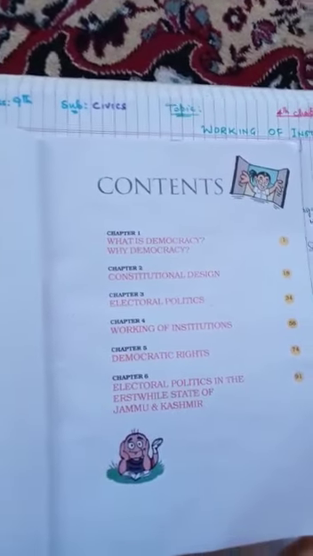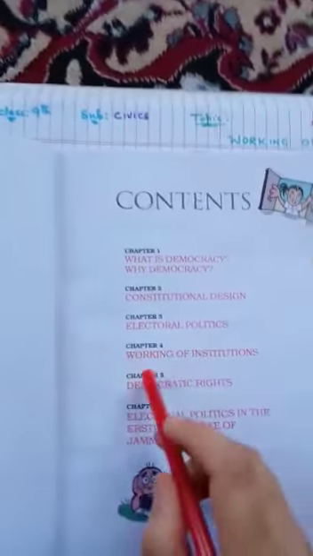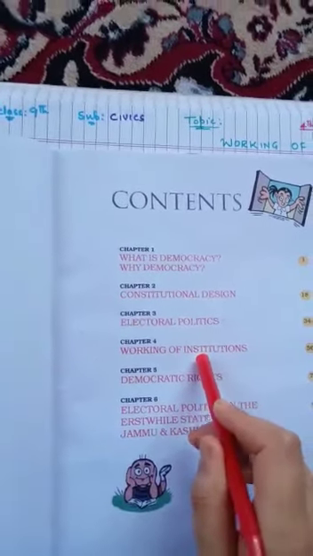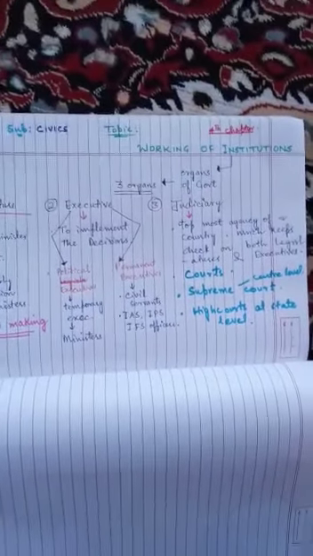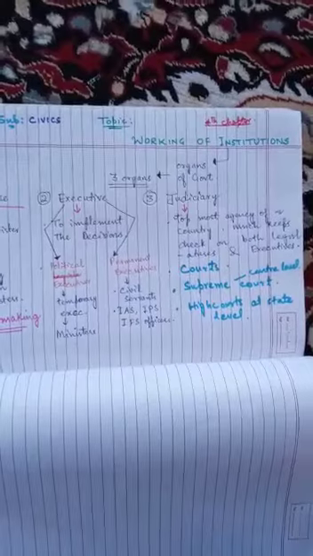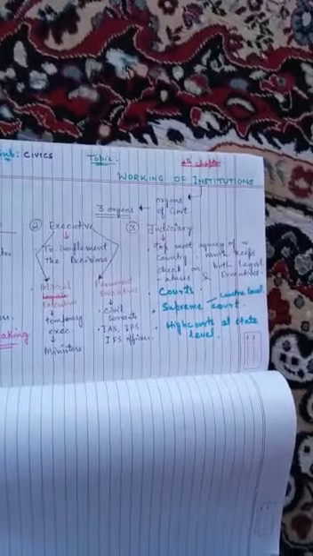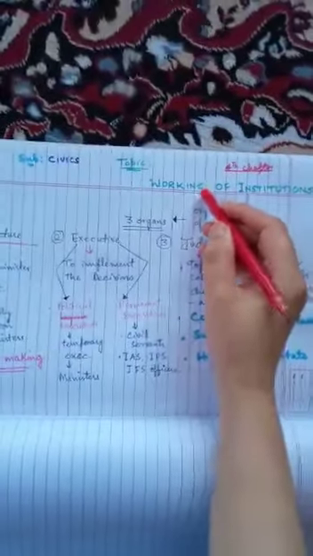Now, this fourth chapter of your book is the working of institutions. What does this working of institutions actually mean? Here I will cite an example. For example, our body is made up of so many cells, so many tissues, so many organs which work coordinately to function and to make our body functional. Same is the case here.